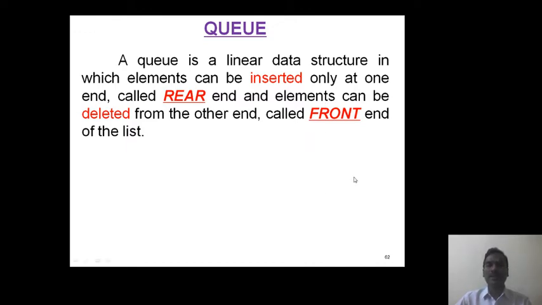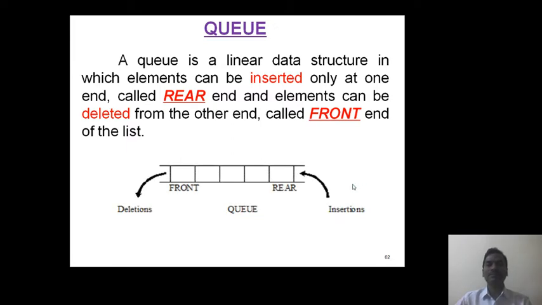So observe this diagrammatic representation. In the queue data structure, both ends are open ends. One end allows insertion operations and one end allows deletion operations. Here, the rear end allows insertions, and the front end allows deletion operations. Such a representation is known as the queue data structure.